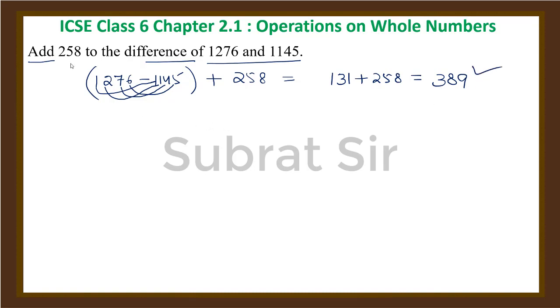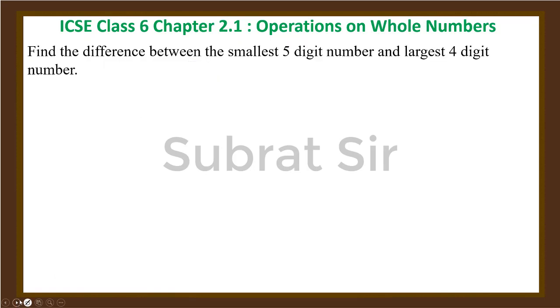So first you have to understand the question, what is given there. Add 258 to the difference of 1276 and 1145. So we have to find out the difference of these two numbers. Then we will add 258 to the result. Then we will move to our next slide.